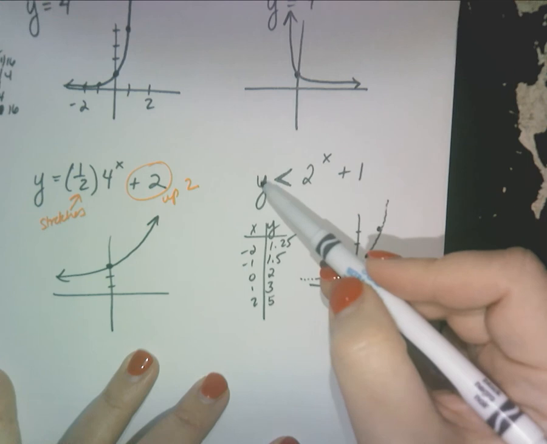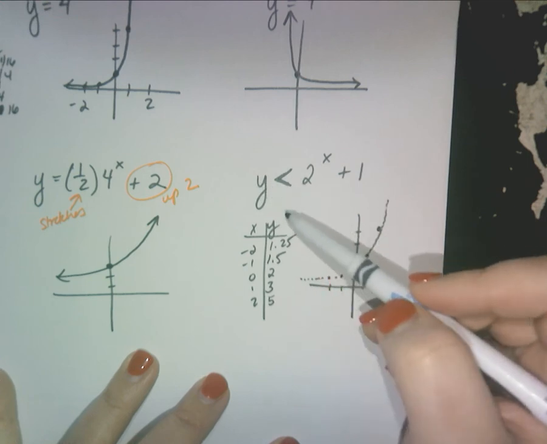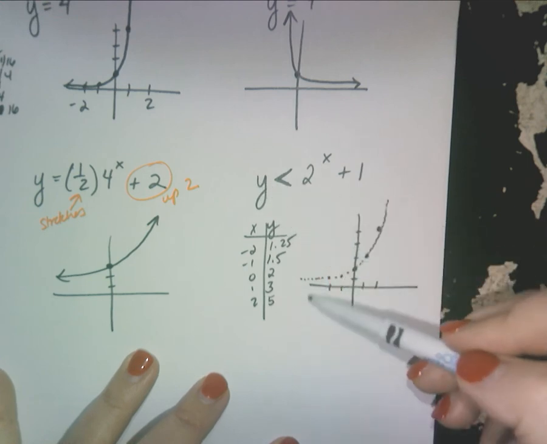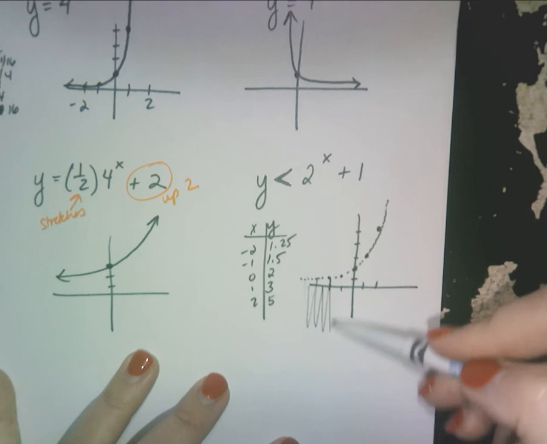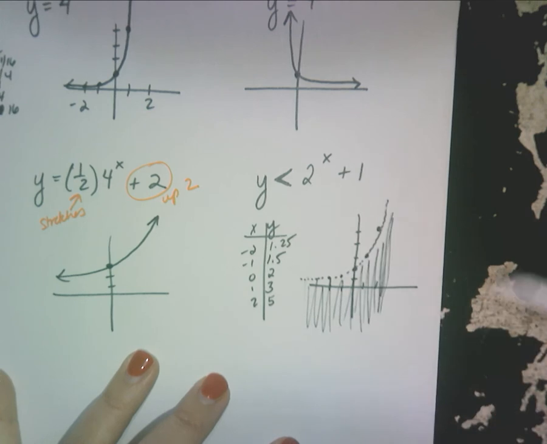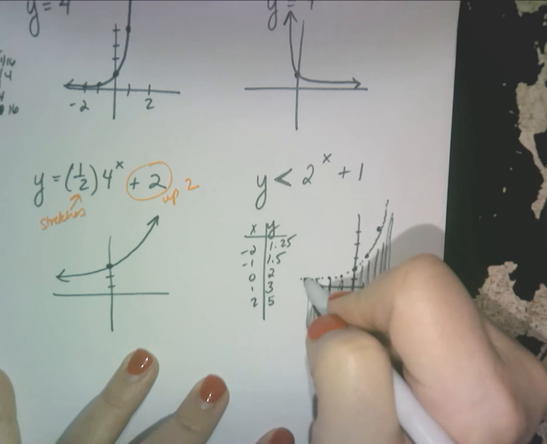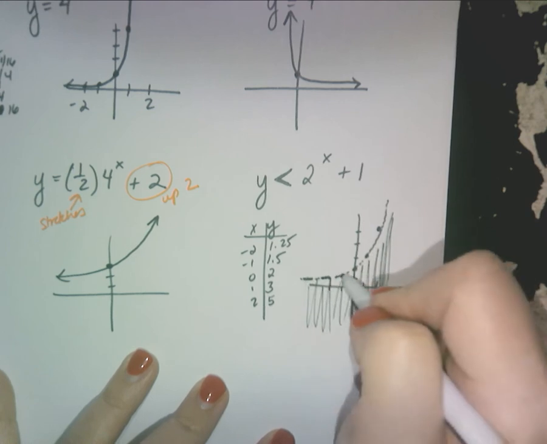Do you remember how to shade if your y is less than? Underneath. You shade underneath. So that's what that graph would look like. Is that dotted line so awful? That's a dotted line. I know, yeah. So it probably looks like a terrible dotted line.